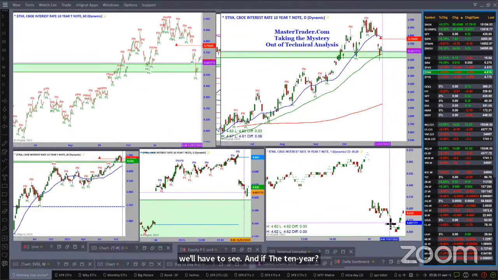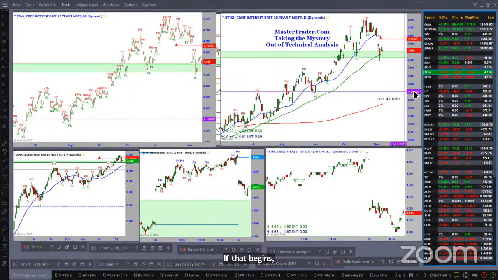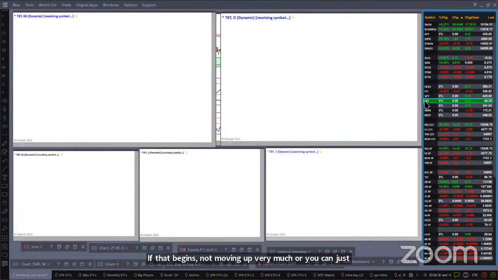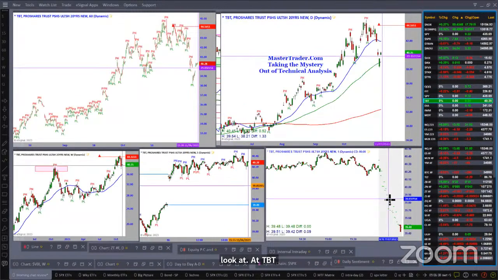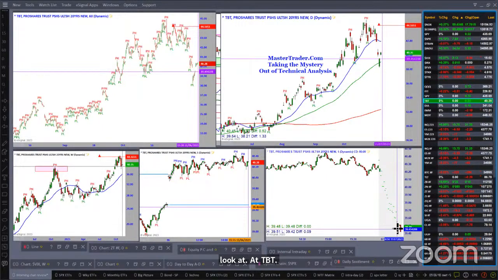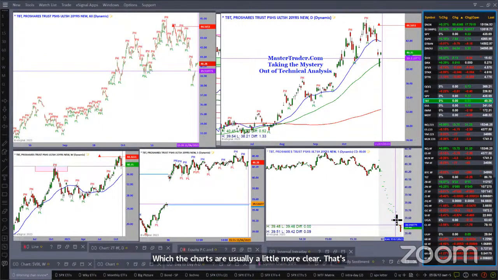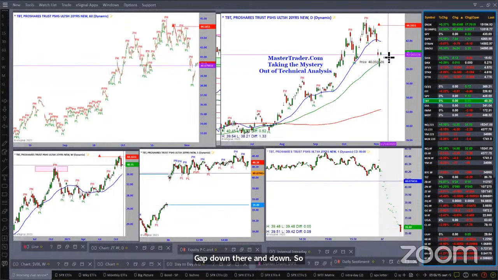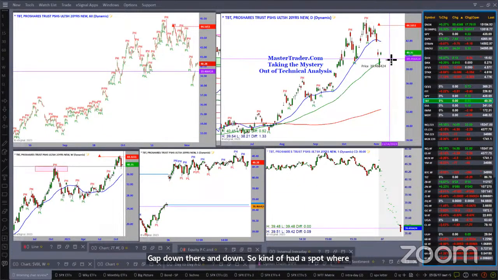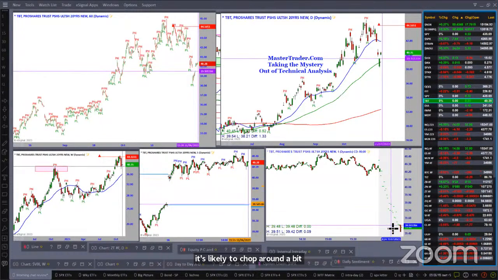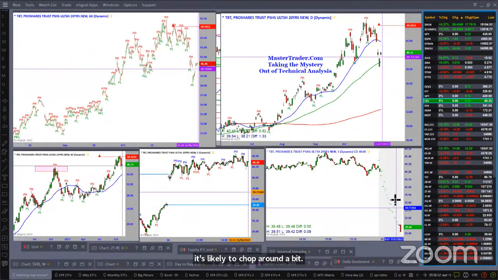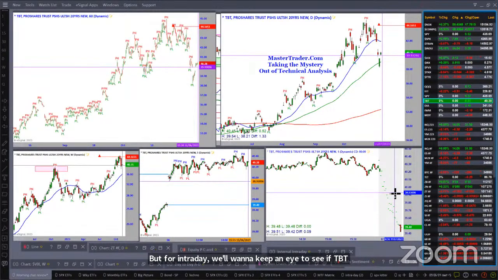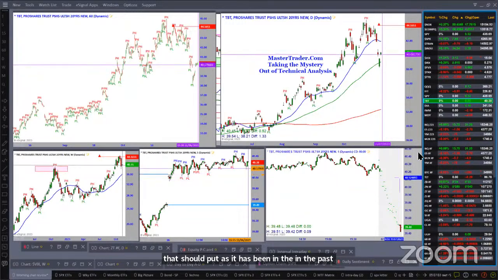And if the 10-year begins moving up, and it's not moving up very much, or you can just look at TBT, which the charts are usually a little more clear. That's gap down there. It's down. So kind of at a spot where it's likely to chop around a bit. But for intraday, we'll want to keep an eye to see if TBT starts to rise and the dollar rises or stays where it is, because that should put, as it has been in the past, pressure on equities.